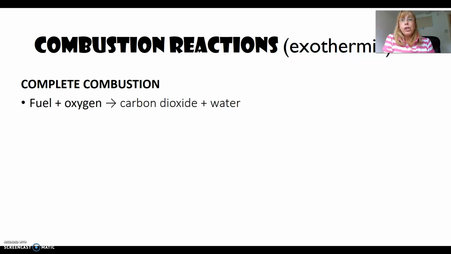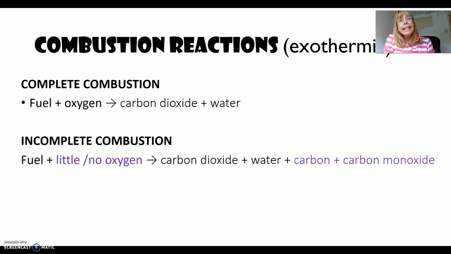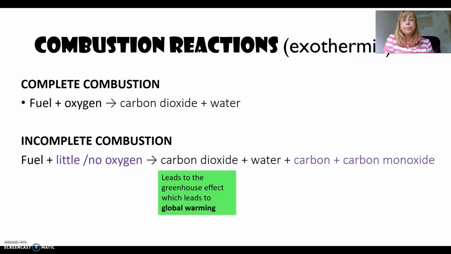So in a complete combustion reaction, whatever fuel I use needs to be added to oxygen, and I always get the products carbon dioxide and water. And of course, a whole load of heat energy. In an incomplete combustion, there's little or no oxygen present. And in this case, I still get the products carbon dioxide and water, but in addition, I get carbon, which is soot, and I get carbon monoxide, CO.